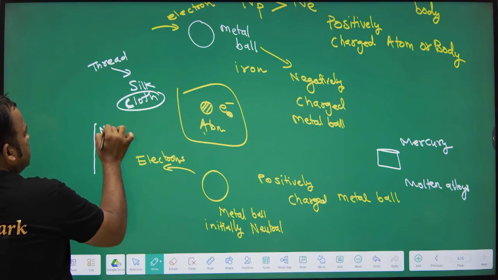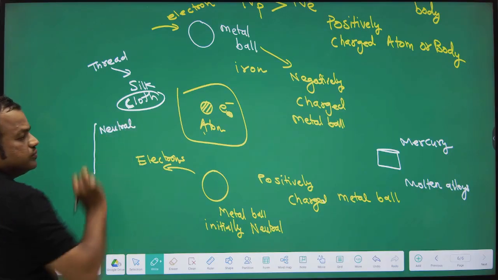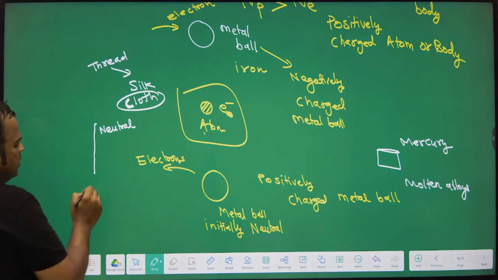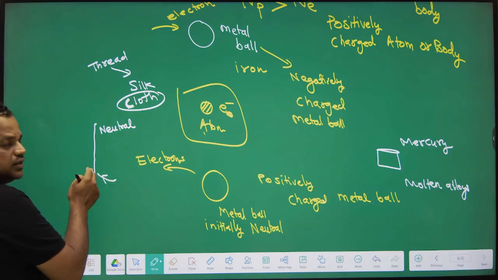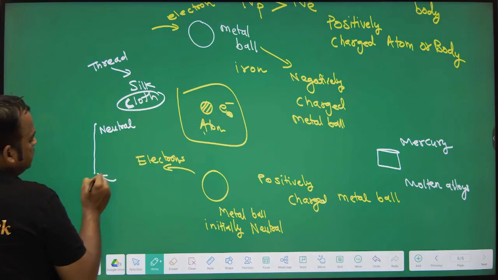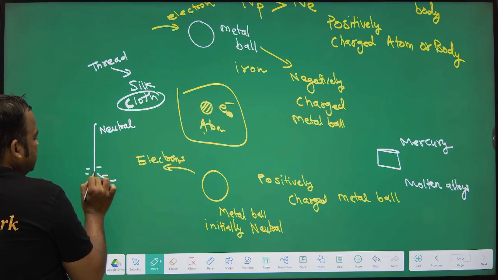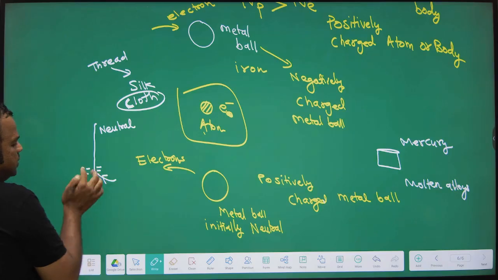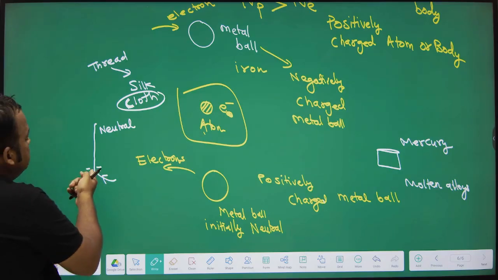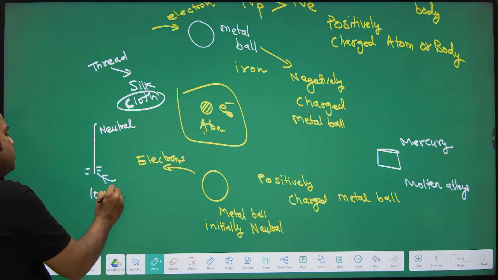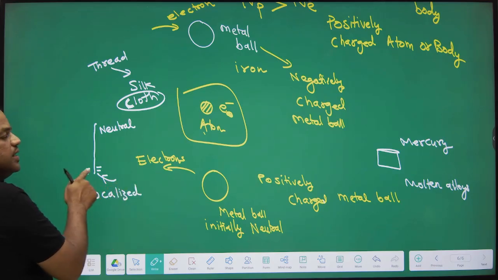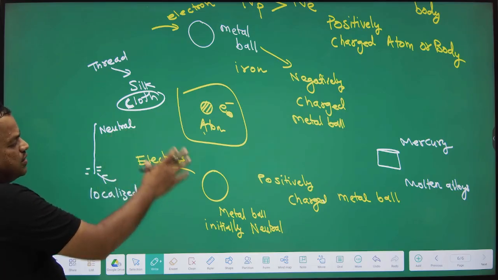All atoms in this thread are neutral, but somehow you are able to add electrons to it. So you will see that more atoms in this region will get negatively charged. This type of charged body is known as localized. The charges are localized as compared to metal.